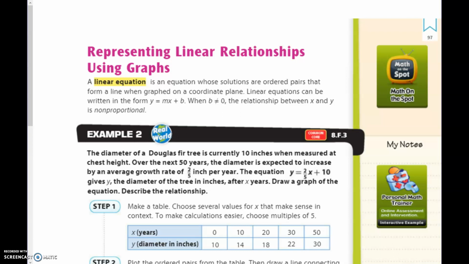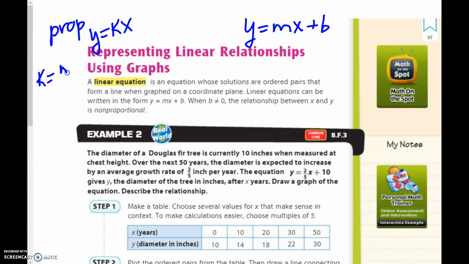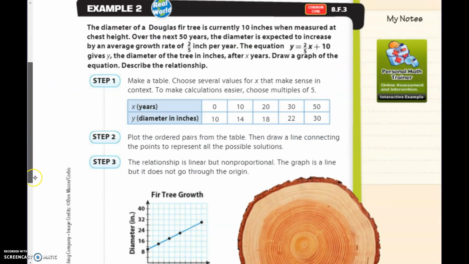All right, a linear equation. So that's what we're talking about here. And when we have y equals mx plus b, our proportional equation was y equals kx. And remember, k was change in y over x. Okay, when we do this, we still have a number in front of x, but we have this number here, which means we will not be starting at 0. So let's look at this chart that they have here.